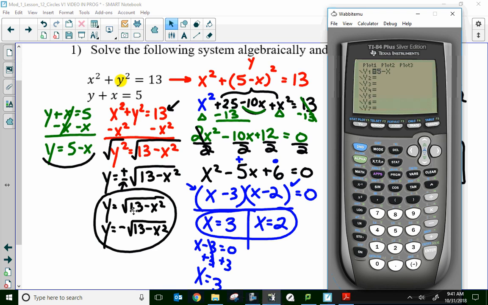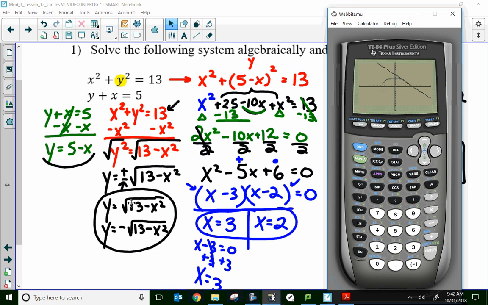I go back here. Let me graph. I don't have a plus or minus button anywhere here. So I've got to graph the positive, which is the plus, and the negative. So I will do square root of 13 minus x squared. Now, if I graph that, that is just the top half of my circle. It looks like an oval. That's because this is widescreen. The width is bigger than the length. If I made these the same size, and I'll show that to you in a second, it looks more like a circle.